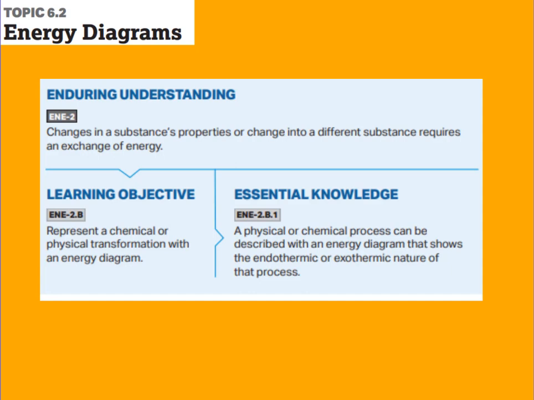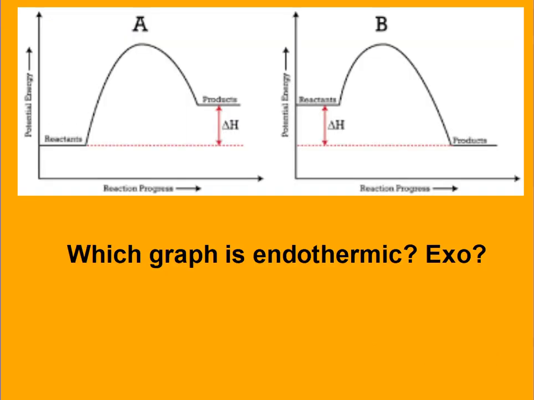You also have to be able to read energy diagrams. For energy diagrams, exothermic processes lose energy. So the potential energy of the products are less than the reactants. So on this graph, it says which one is endothermic and which one is exothermic. So what we talked about a second ago, we have reactants and products. The difference in our reactants and products is our delta H.